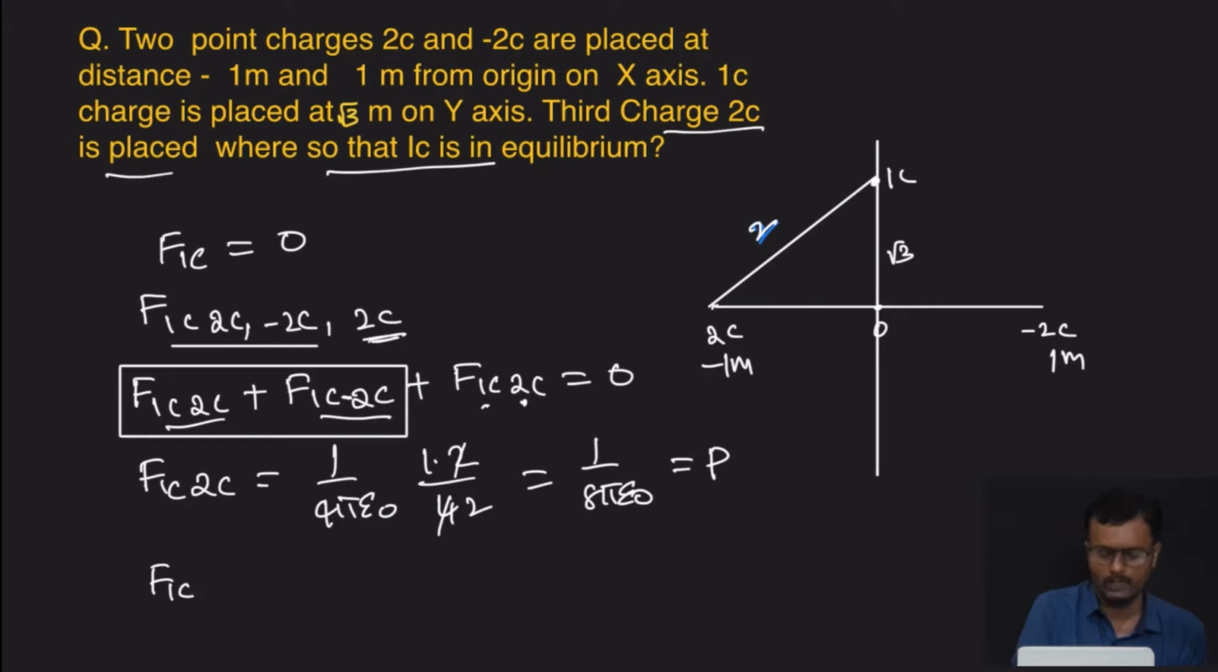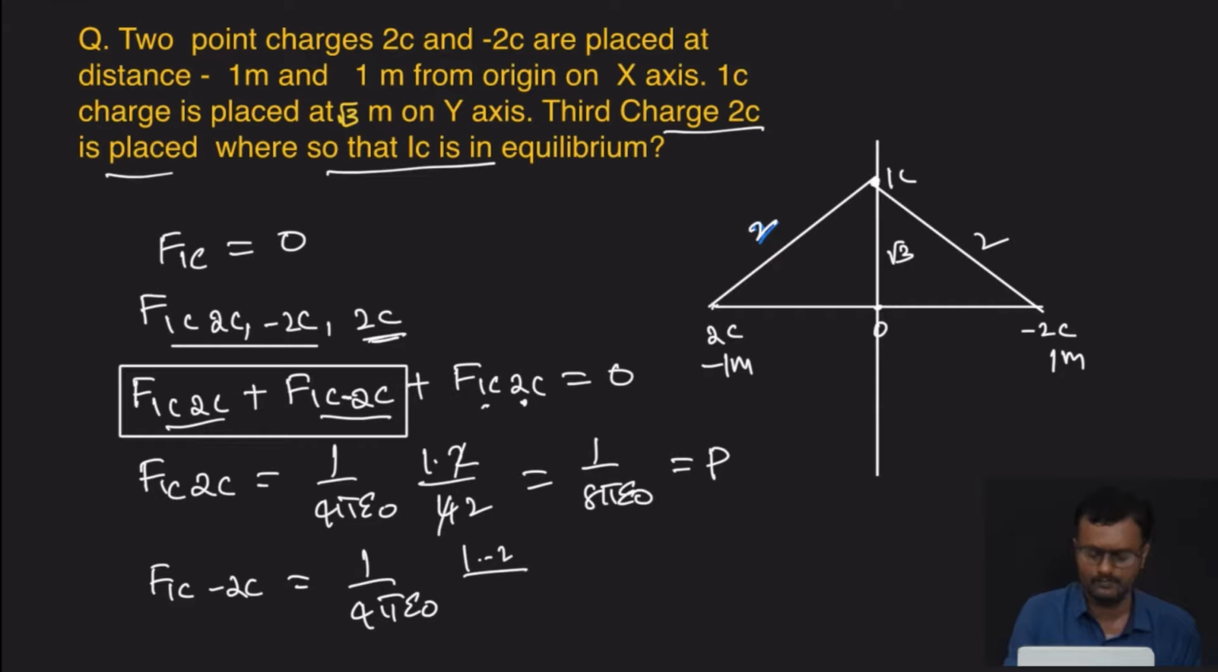Force on 1 coulomb by minus 2 coulomb: this is 1 by 4 pi epsilon naught, 1 coulomb into minus 2 coulomb by 2 squared, that is 4. 2 by 4 is 1 by 2, and 1 by 2 times 1 by 4 is 1 by 8 pi epsilon naught. So that is P. We don't take the minus here because minus represents the direction. Here we require only the magnitude.